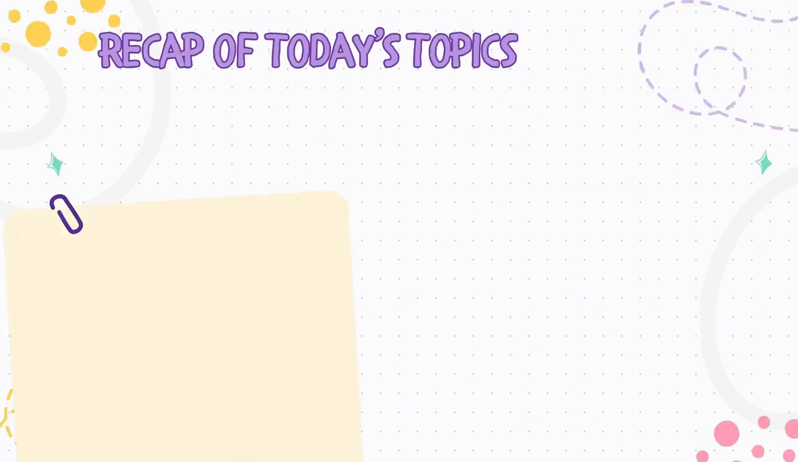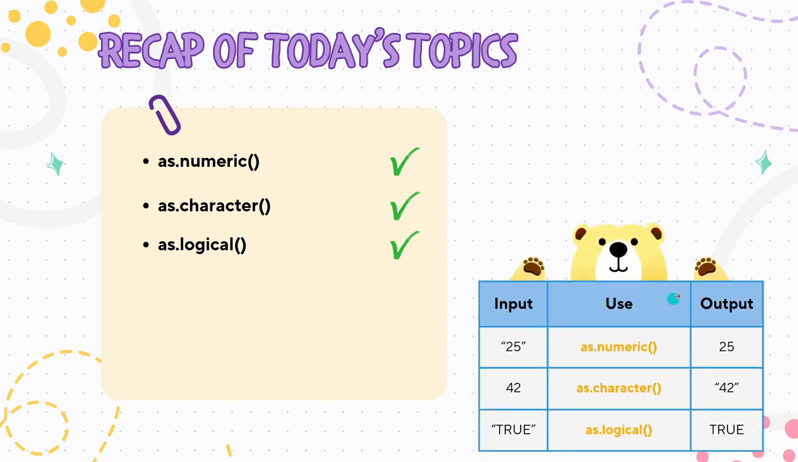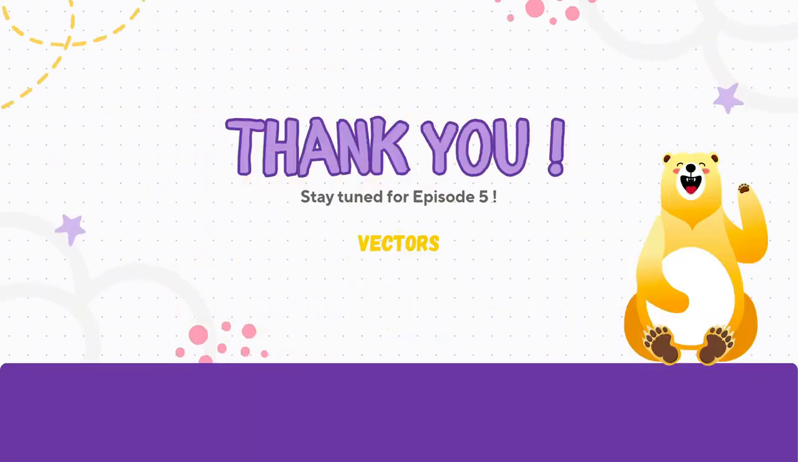Now let's have a summary, or a recap, of today's topics. We learned about as.numeric, which converts character values into numeric values. Next, we learned about as.character, which converts numeric values into character values, and then we learned about as.logical, which converts values into logical values such as TRUE and FALSE. So we have our recap table right here, and you can take a look at it. And with that, we have successfully wrapped up episode 4. Today we learned how to convert data from one type to another using three functions, that is as.numeric, as.character, and as.logical.